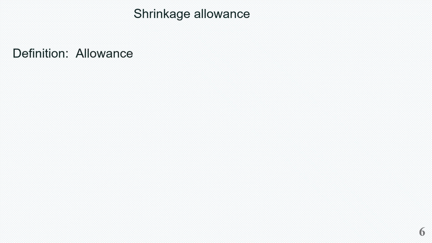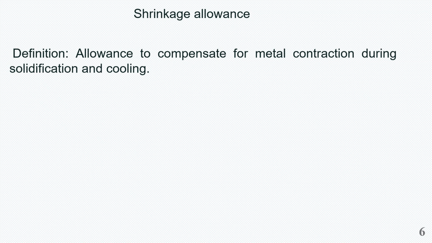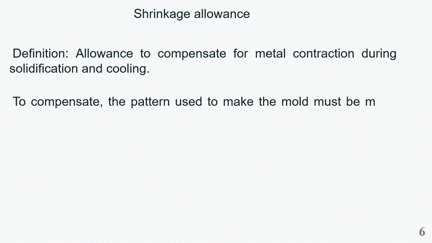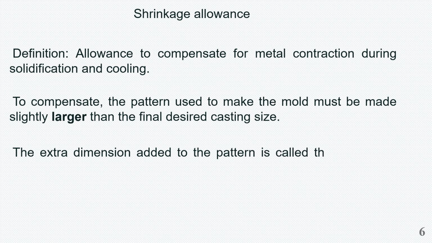What is the shrinkage allowance? It is the allowance to compensate for metal contraction during the solidification and cooling process. To compensate, the pattern used to make the mold must be made slightly larger than the final desired casting size. The extra dimension added to the pattern is called the shrinkage allowance. For outer dimensions you add, and for inner dimensions you subtract this allowance, so that you can obtain the final size of the pattern.